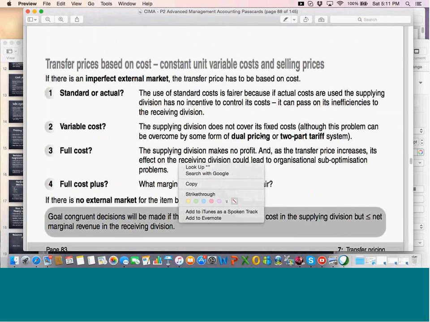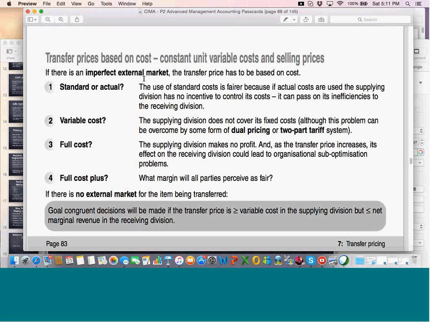So, price is based on cost, unit variable cost, and selling price. So, should we put it on standard cost or actual variable cost, or full cost plus? There are many ways that you can do it, right? What you propose, the ideal one should be, right? So, you can propose to the management, well, this is the transfer price that I propose, and you justify. We can go into various forms, right?